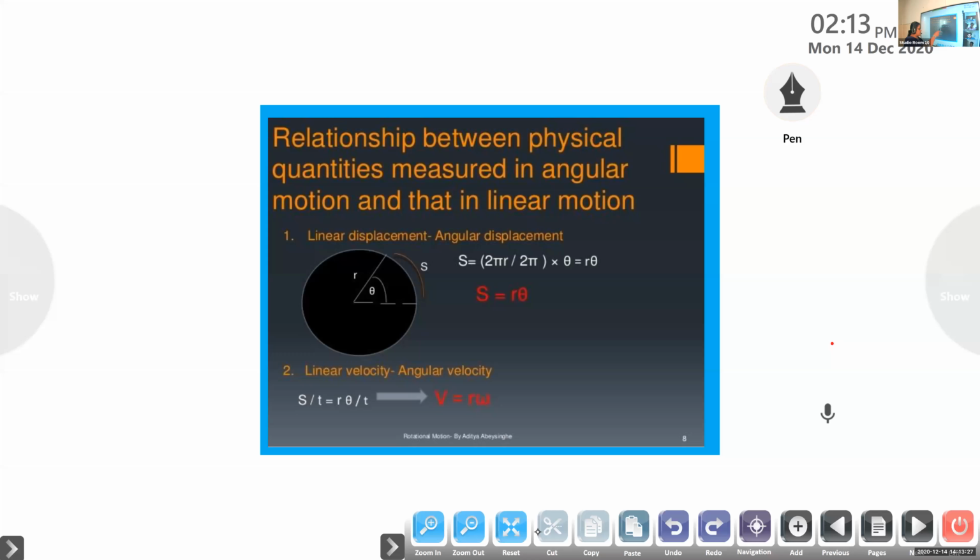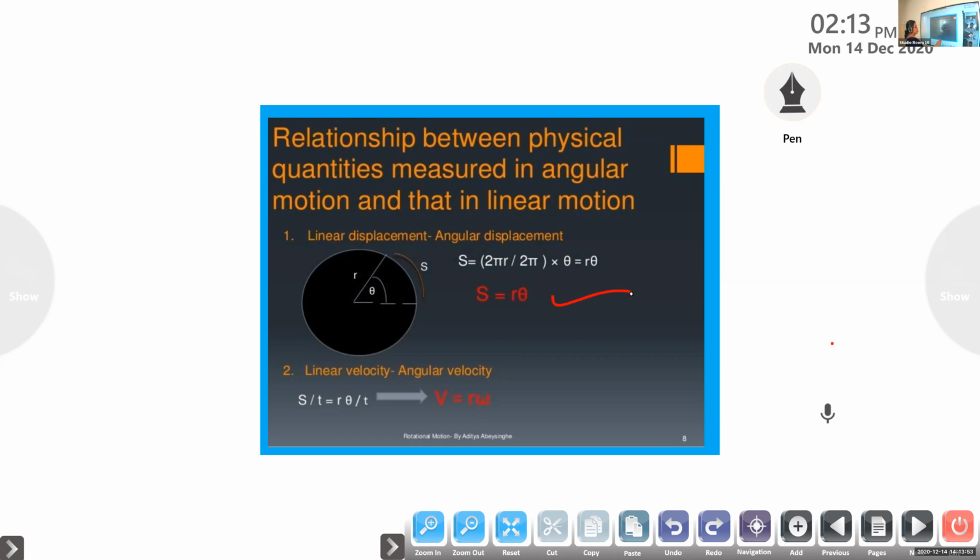First, linear displacement and angular displacement: S is equal to R theta. You can write everything according to that. If you are taking a screenshot, well and good, I can skip off. You take a lot of time. If you take a screenshot, you will get the picture also if you want. Then afterwards, you write.